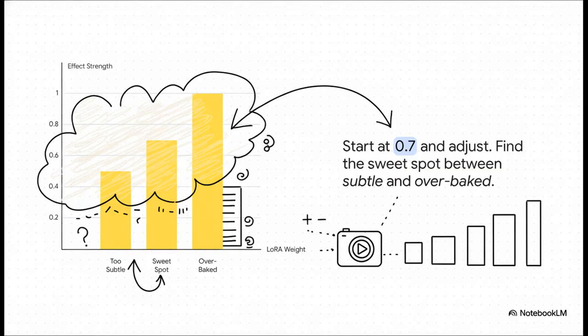A good rule of thumb is to start at about 0.7. If the effect is too subtle and your image still looks kind of generic, you can dial it up towards 1.0. But if the image starts to look distorted or weird, or what people call overbaked, you'll want to dial it back down towards 0.5. You're just searching for that perfect sweet spot where the style really enhances your subject.